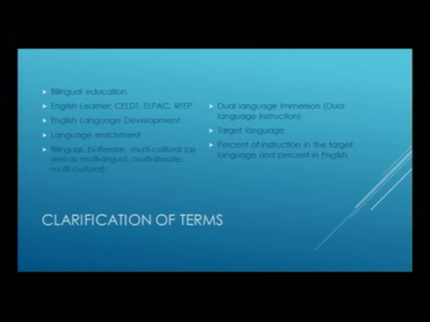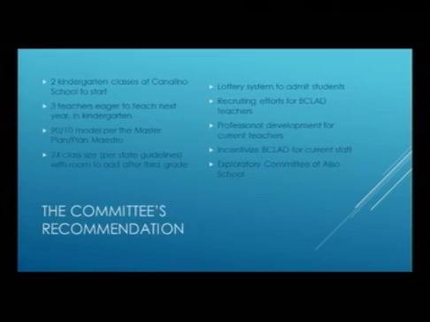The percent of the instruction in the target language is 90% for this program in kindergarten, and the percent in English is 10%. The committee's recommendation, coming from the Dual Language Immersion Committee, is 2 kindergarten classes to start at Catalino School. Physically present at the meeting were 3 teachers eager to teach kindergarten next year. The 90-10 model is recommended per the master plan. The suggested class size is 24, with room to add after 3rd grade for bilingual students.